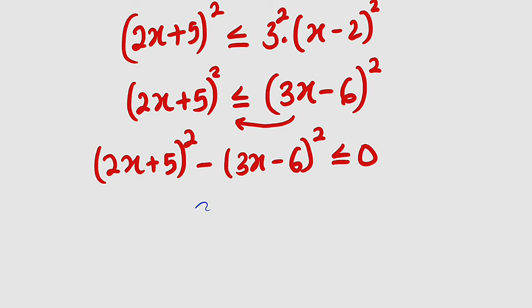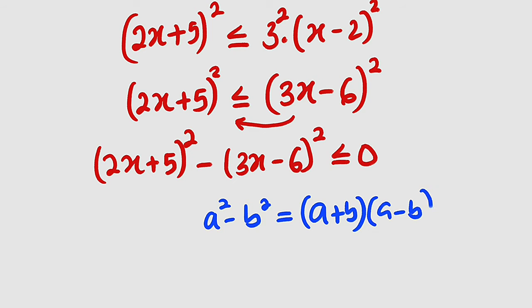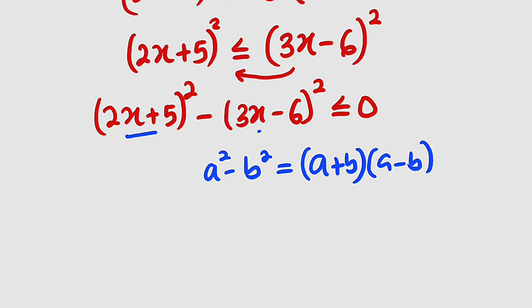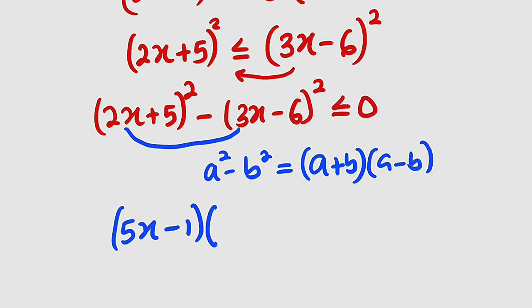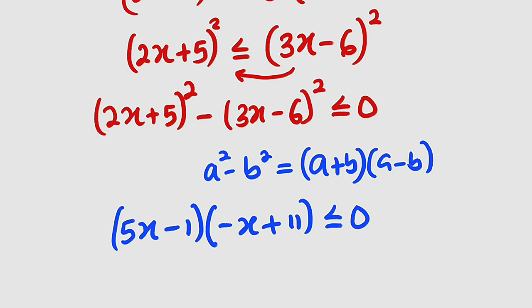This is nothing but a difference of two squares. Remember, a squared minus b squared equals (a + b) multiplied by (a - b). We apply the same principle. For a plus b, 2x plus 3x makes 5x, and 5 plus negative 6 gives negative 1. Then multiplied by a minus b: 2x minus 3x gives negative x, and 5 minus negative 6 gives plus 11. This is less than or equal to 0.